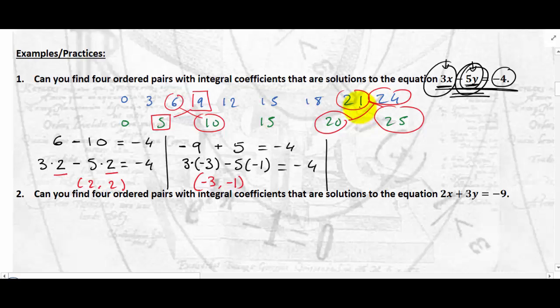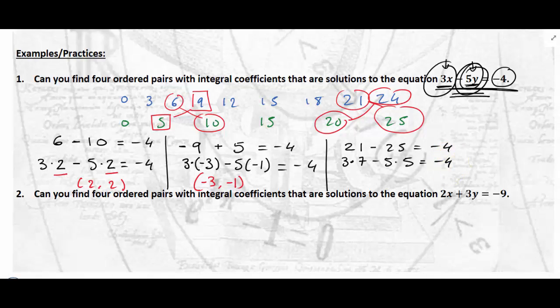Let's go for 2 more. So I have 21 and 25. So 21 minus 25 equals -4. So 21 is 3 times 7, that's my x, minus 5 times 5, and that's my y.